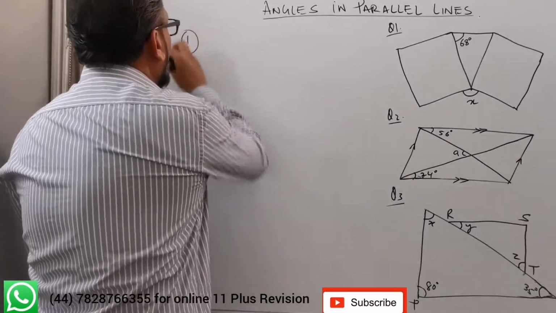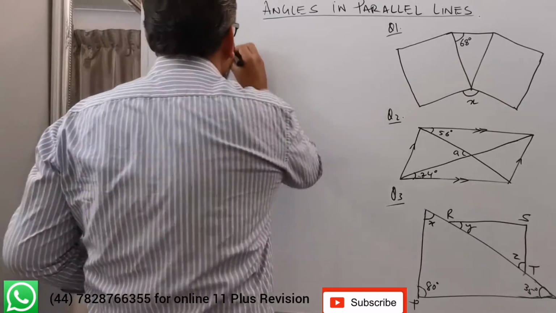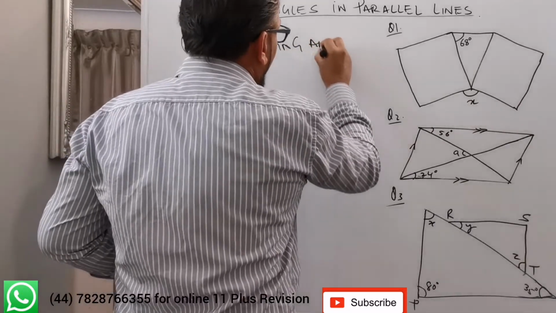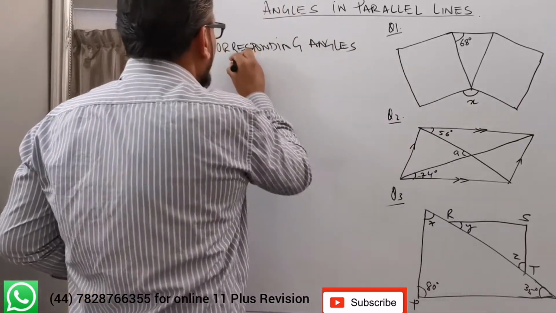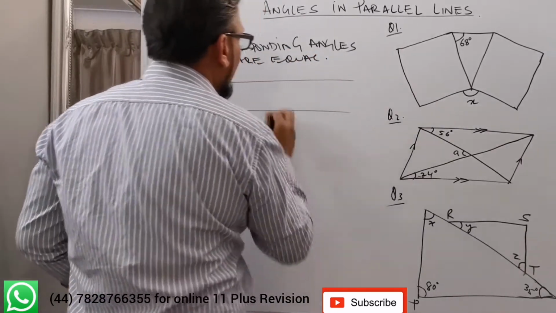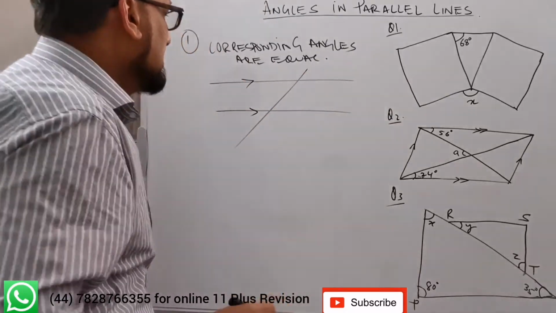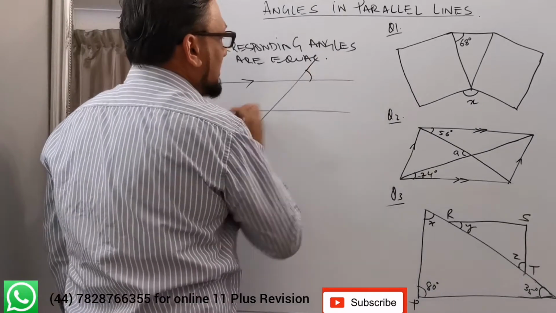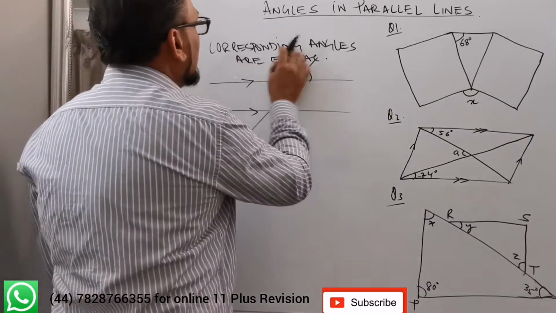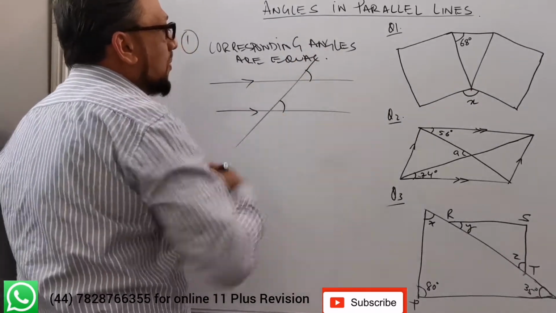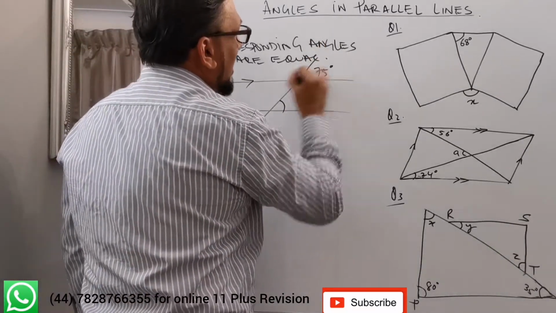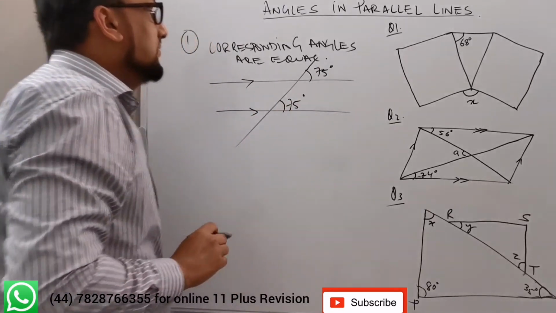So the first type is called corresponding angles, and they are equal. As you know, there are parallel lines, and this angle and this angle are called corresponding angles, and they must be equal to each other. So if I say this is, for example, 75 degrees, this one is also 75 degrees.